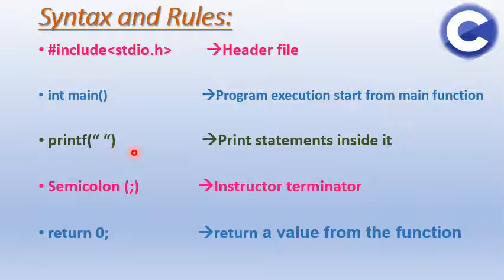Then your printf function. It prints the statement inside it. Whatever you want to print on the screen, just put the text, and the text should be enclosed within double quotes in the printf function. Then is your semicolon. Semicolon is an instruction terminator. The instructions you are giving, you will write a semicolon after it, which indicates the termination of the instruction. Then comes your return 0. It returns a value from the function. Here 0 means that we are not returning any value in our function. If you are returning some value, we can write that value here.